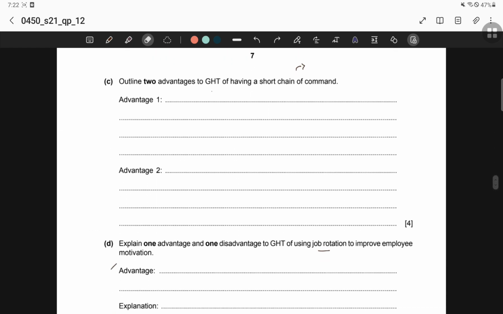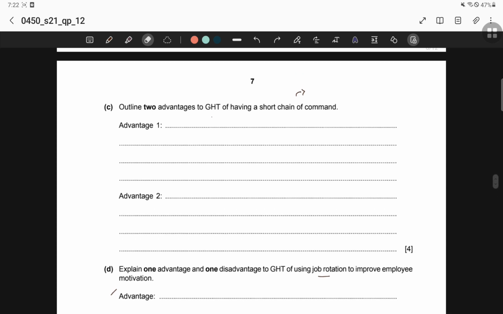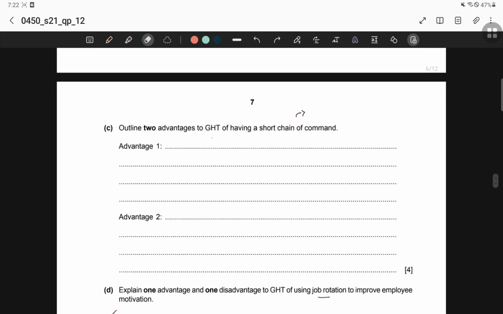Next is part C. Part C, you have to outline 2 advantages to GHD of having a short chain of command. So you could have short chain of command will produce maybe effective communication. It will be easier and faster. It will, easier, maybe save time, and with fewer mistakes in passing down information to the employees. So this communication is quicker and more accurate, which produce quicker decision making.